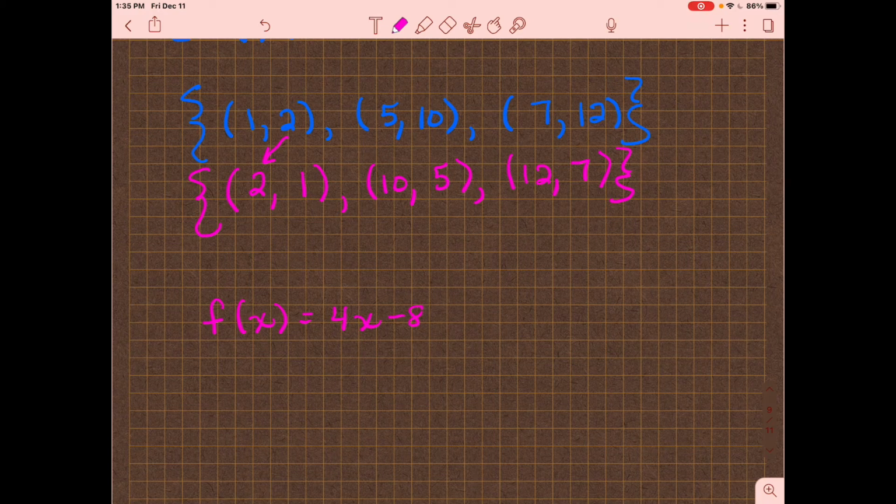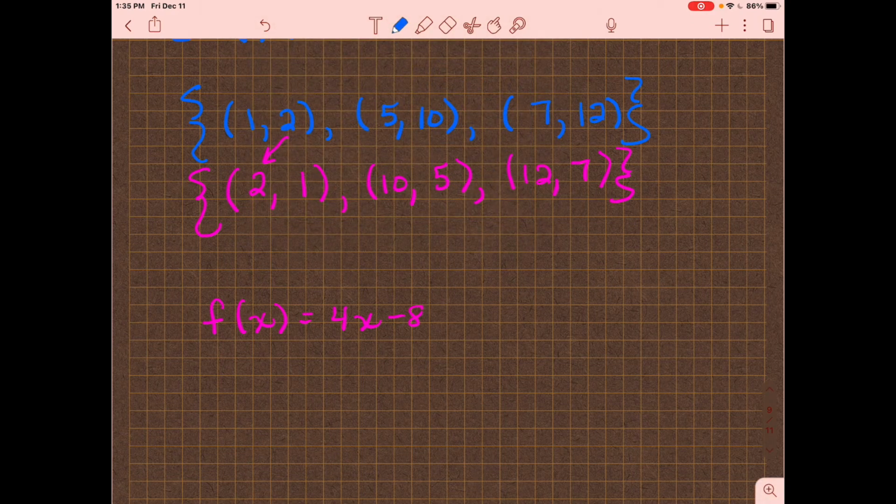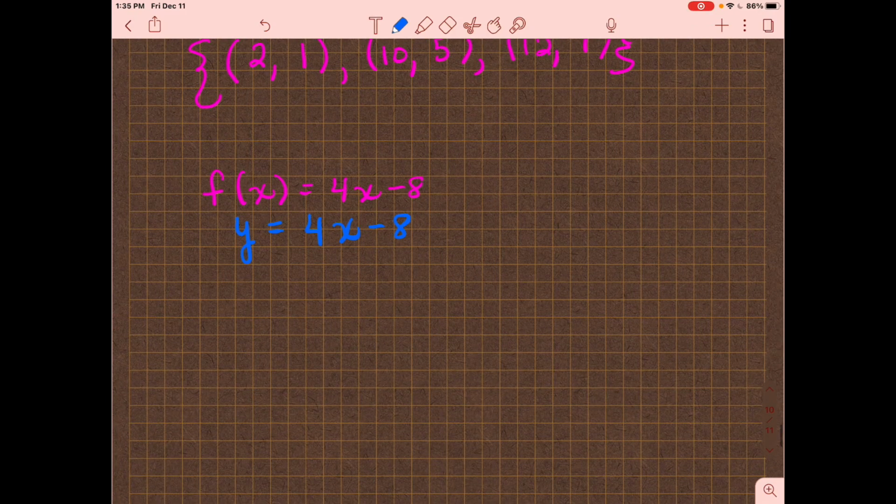And you have to find the inverse. And so what you're going to do is just think about y equals 4x minus 8. And then you're going to do the swap. You're going to say x equals 4y minus 8. And then you're going to do some algebra to get y by itself.